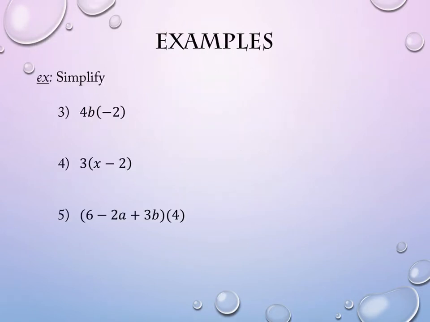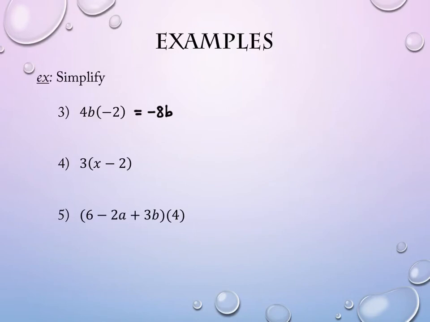Okay, so we have the first 3 here. The first one says 4b times negative 2. And I suspect without even doing anything, you probably can just tell me what the answer should be. So tell me what the answer should be. Negative 8b.